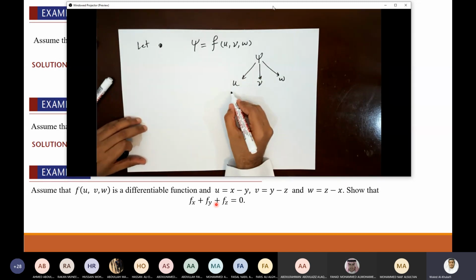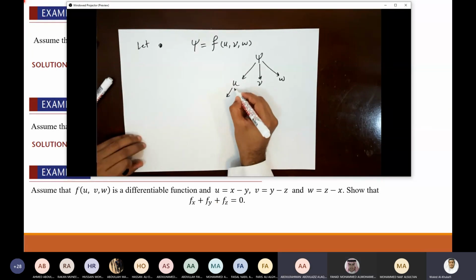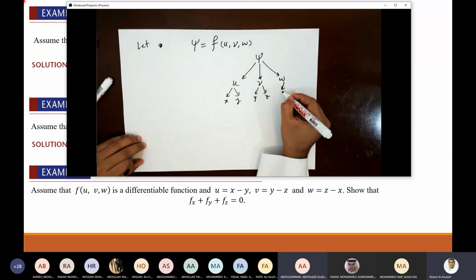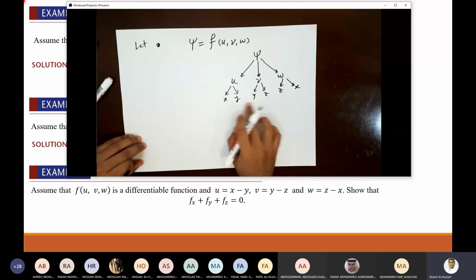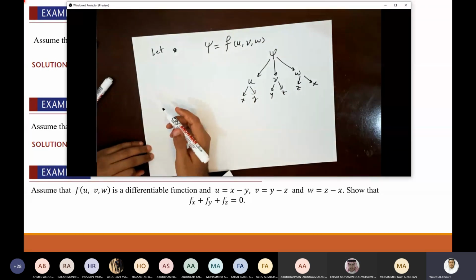Then u depends on what, guys? Look at the question down. x and y. x and y. And v? y and z. y and z. w? z and x. z and x. So now you have different variables for each one, huh? But there is a common one, of course, between them. Now, guys, he said show that this equation.